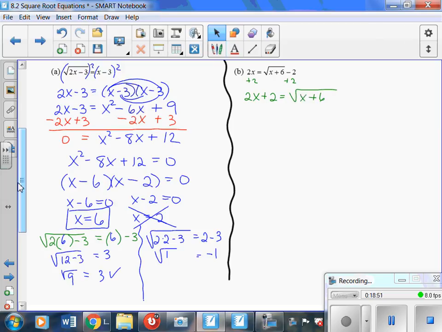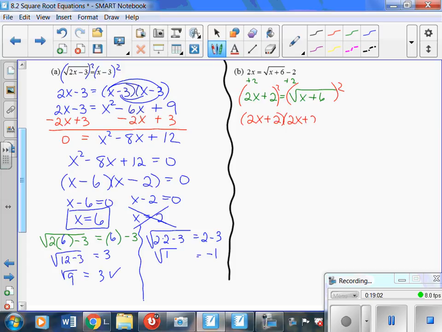And now you square both sides since it is isolated. So we get 2x plus 2 times 2x plus 2, because that's what it means to be squared, is equal to x plus 6, because when you square the square root, the radical just disappears. Okay? So let's multiply this part out on the left, and we get 4x squared plus 8x, 4x plus 4x is 8x, plus 4 is equal to x plus 6.